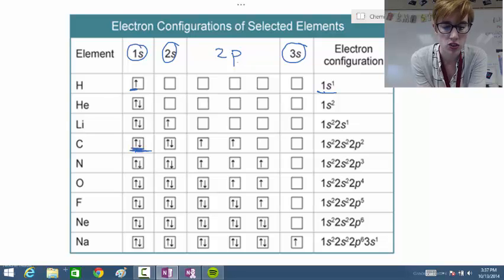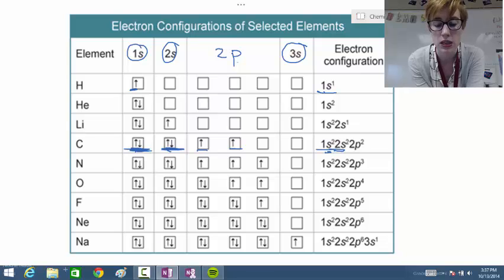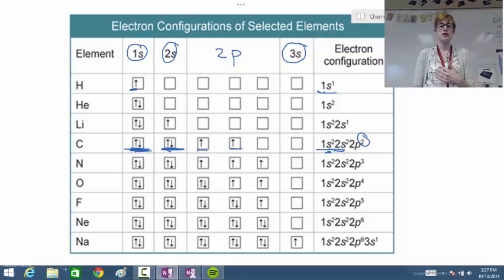Carbon, on the other hand, has 2 electrons in the 1s, so we write 1s2. Then it has 2 electrons spinning in the 2s, so we write 2s2. Then it has only 2 electrons in the p orbitals, so we only write 2 here. And as you can see, the number keeps going up as we keep adding electrons.